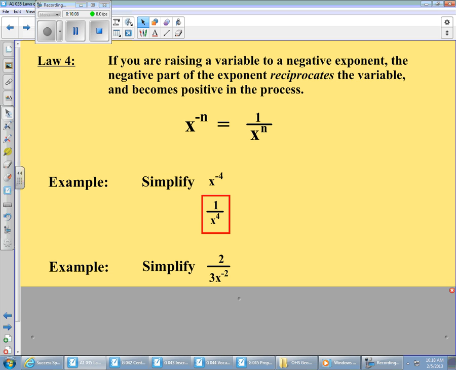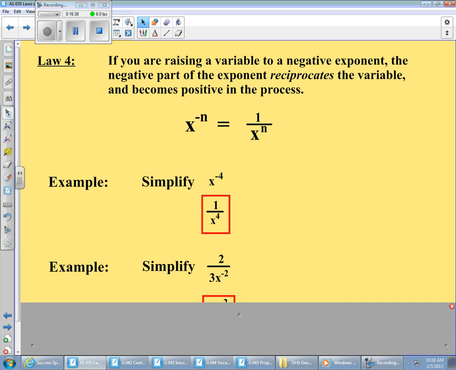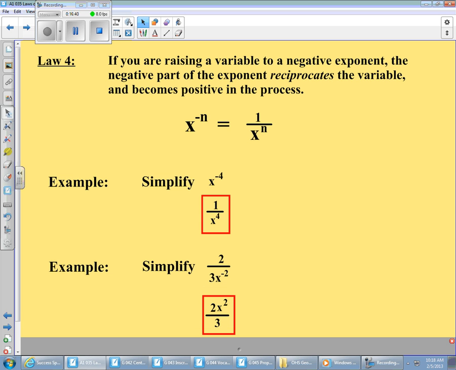2 is going to stay put in the numerator. 3 is going to stay put in the denominator. But x is going to be on the move. Where is it going? It's going out of the denominator up to the numerator. In the process, the negative 2 will become a positive 2. So what will you now have in the numerator? The 2 that's already up there. The x is coming up to join it, so there'll be an x squared. In the numerator, we'll have 2x squared. What will be in the denominator? That 3 did not leave. It did not have a negative exponent, so it stayed exactly where it was.